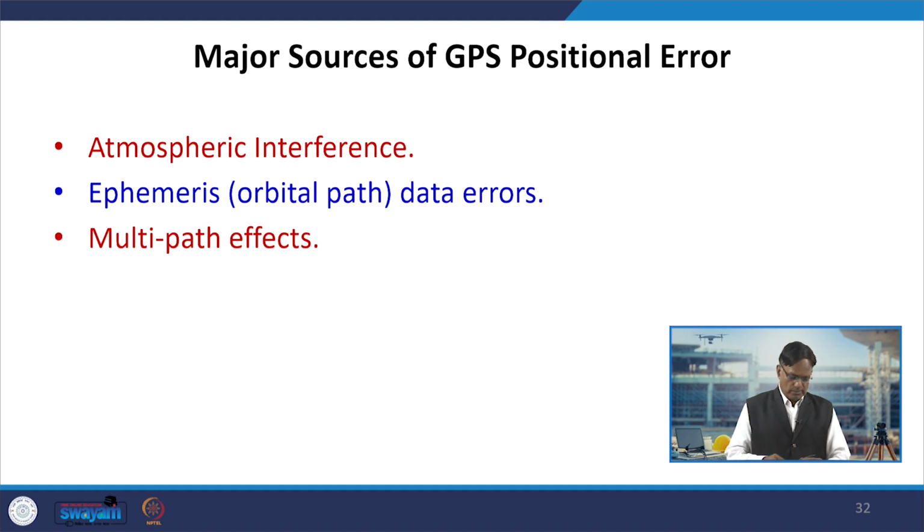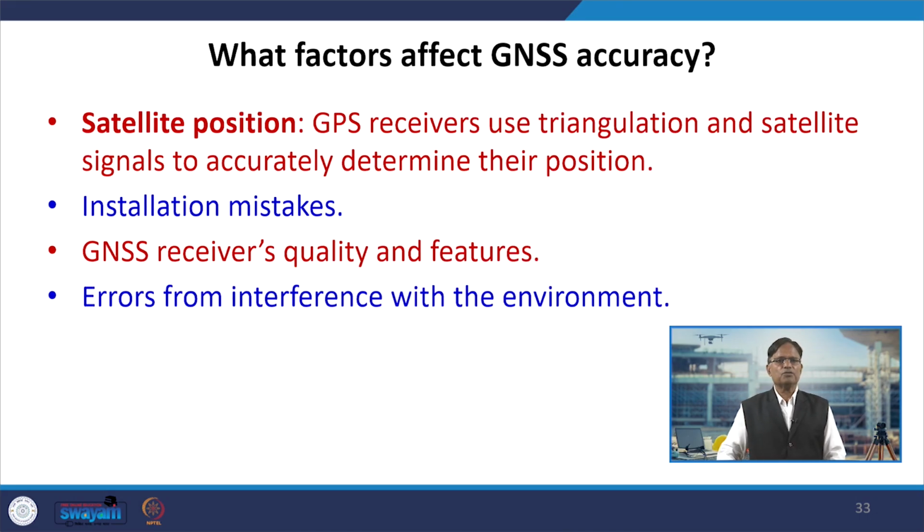So, it could be atmospheric interference, it could be the ephemeris orbital path data error, and the multipath effects. These are the major sources of errors which could be present in my GPS data. Then satellite position will also affect the accuracy of the GNSS. So, the GPS receiver will use the triangulation method to calculate the position of the GPS receiver. So, if the satellite's position is not favorable, then maybe we will get an error in the position.